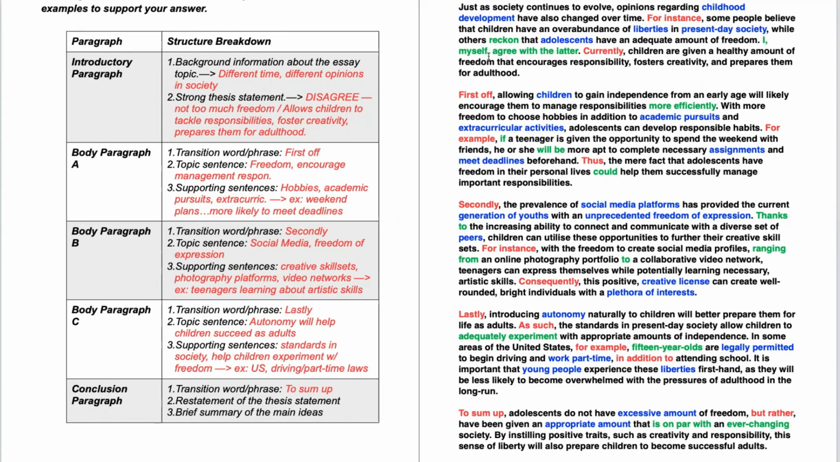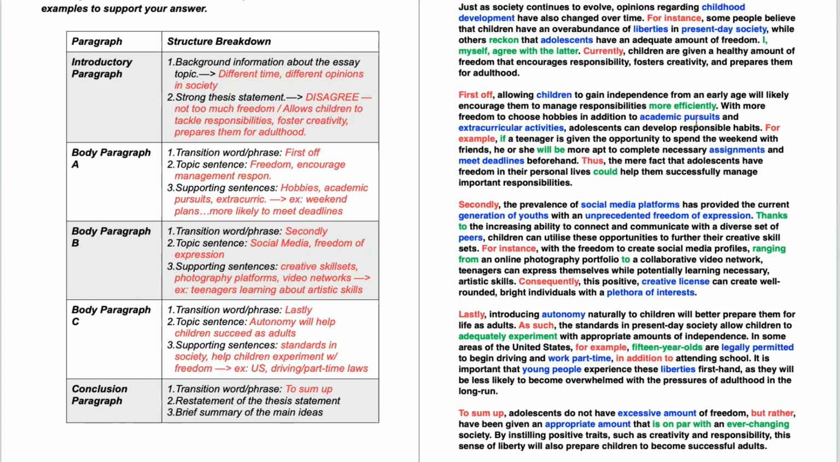I myself agree with the latter. Using reflexive is quite advanced, and the latter shows that you're talking about the second half of the preceding statement. Reckon is also another great way to say think or believe. Here I have more efficiently.